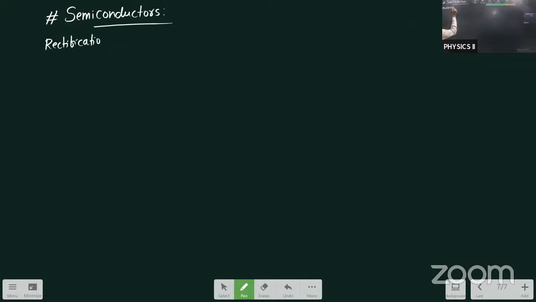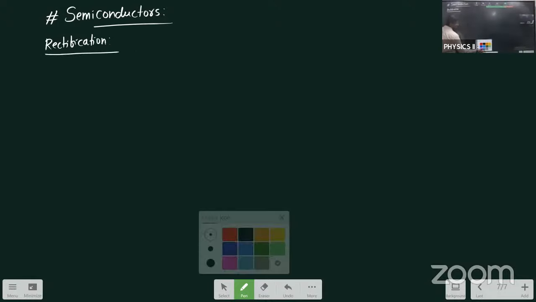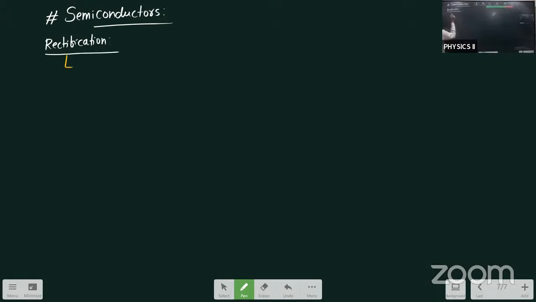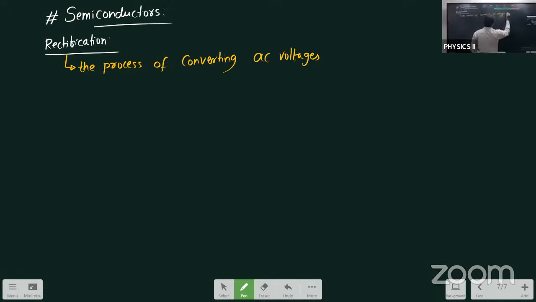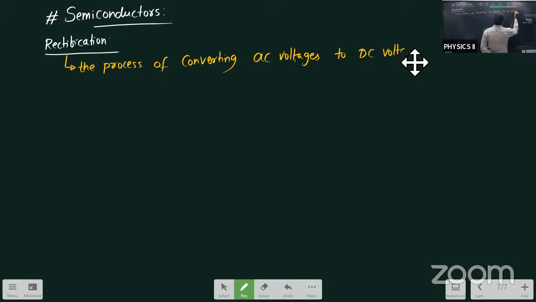Rectification. What is the definition of rectification? The process of converting AC voltages to DC voltages. In some books, you will be finding AC to DC also. But what is this? The process of converting AC voltage to DC voltage is known as rectification. And the device used for it is called a rectifier.